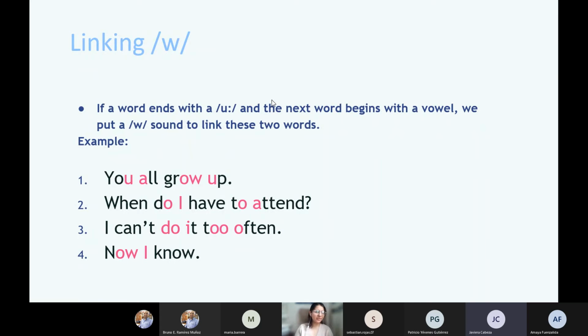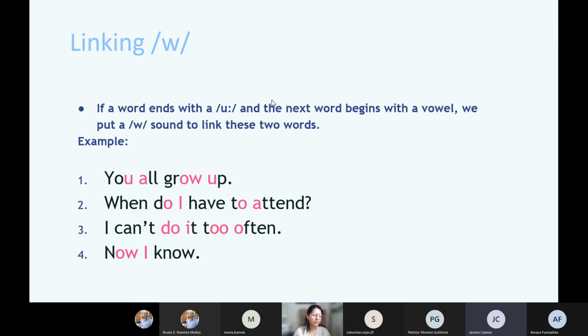Now we're going to move on to the linking W, and this is the last feature we are going to cover today. It says that when a word ends in a U sound, and the next word begins with a vowel, we put a W sound to link these two words. So in this case, it's a link between a U and a vowel. As an example, we have: you all grew up. You all grew up.